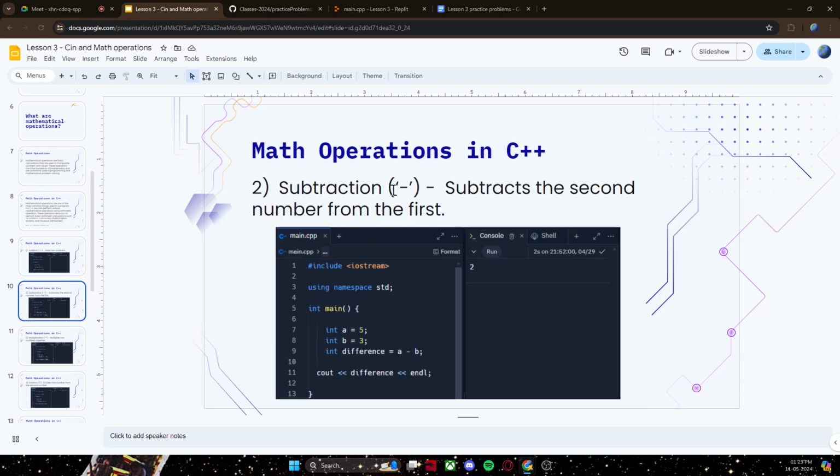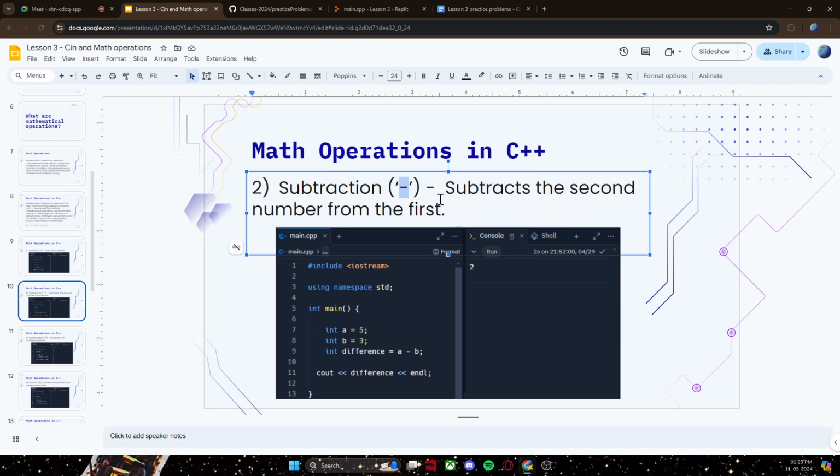Second one is subtraction. The operator for this is just the subtraction sign. And then it subtracts the second number from the first one. So in this case, it subtracts b from a. So you get 5 minus 3, that is 2.